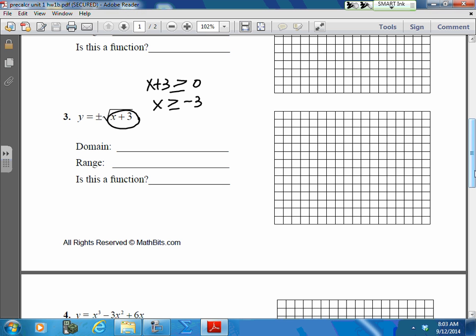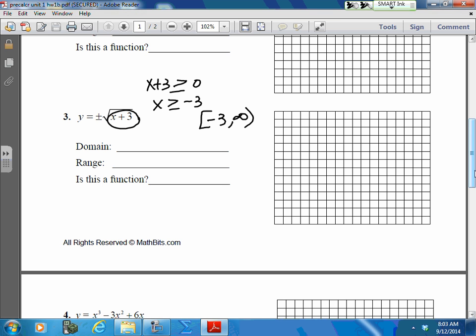If I put a negative 3, I get a 0. I can take the square root of 0. If I put a negative 2, I get 1. If I put negative 1, I get 2. If I put a 0, I get 3. So I'm good to go. So from negative 3 to infinity.